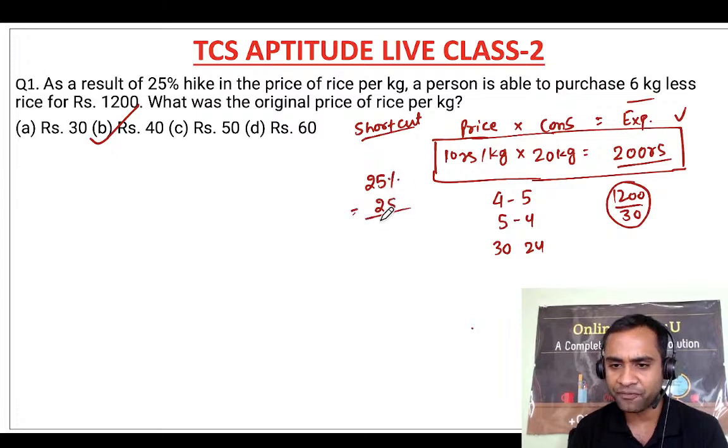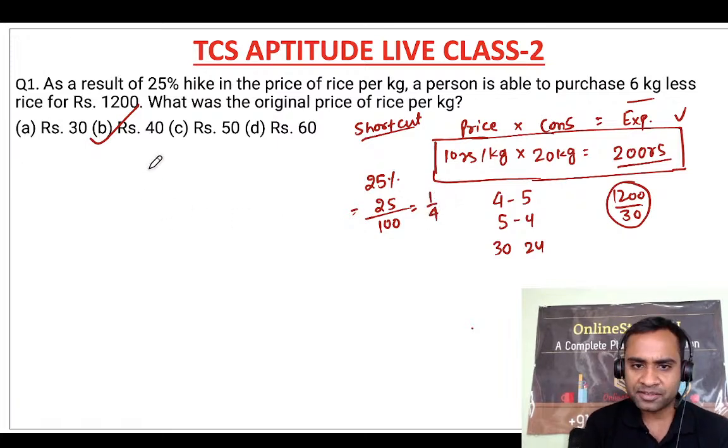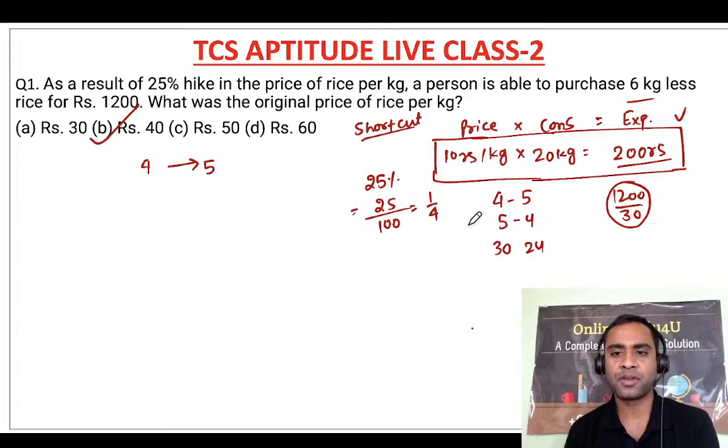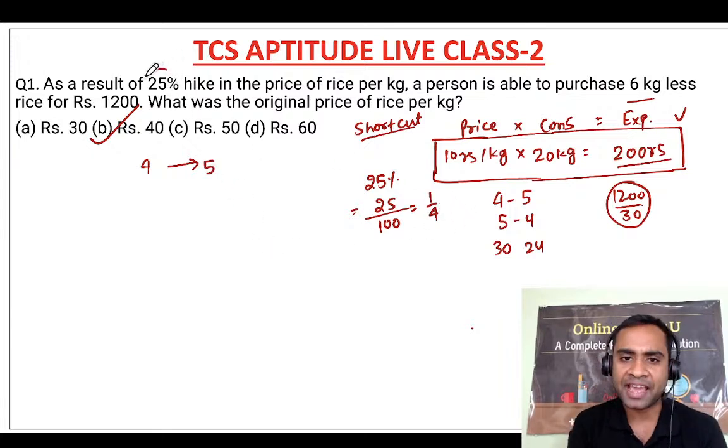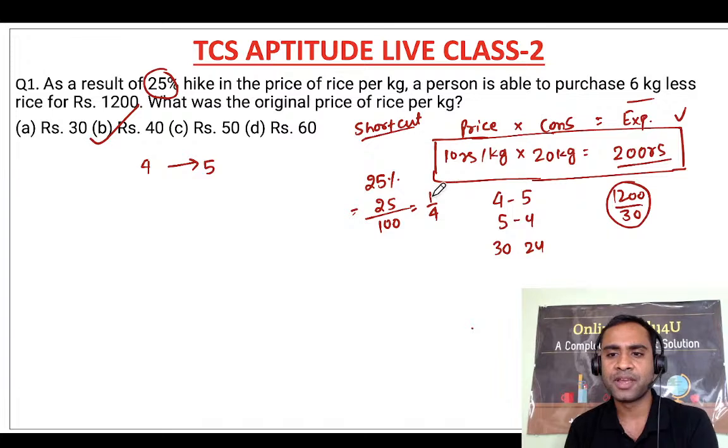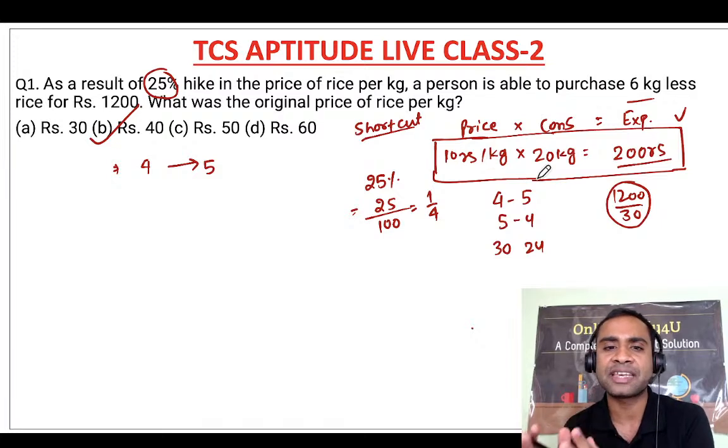It will be 25 by 100, that is nothing but 1 by 4. That means from 4 the price has been increased to 5. See, 1 by 4 means the price has been increased by 1 from 4. So from 4 the price has been increased to 5. Now because of that a person is able to purchase 6 kg less.